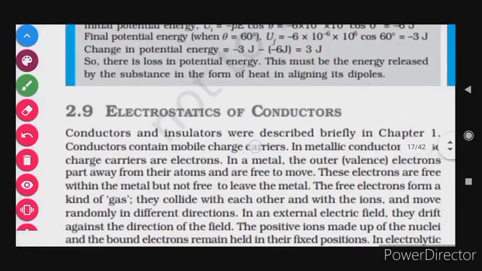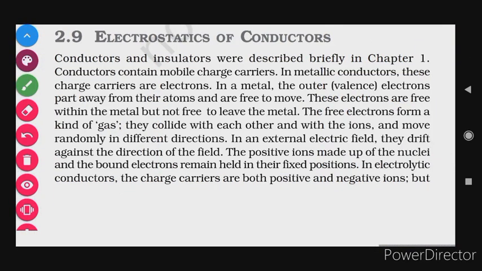In our next video we'll talk about electrostatics of conductors.